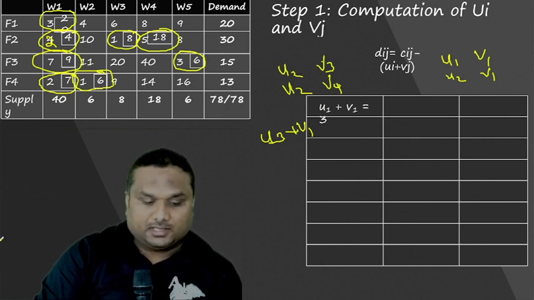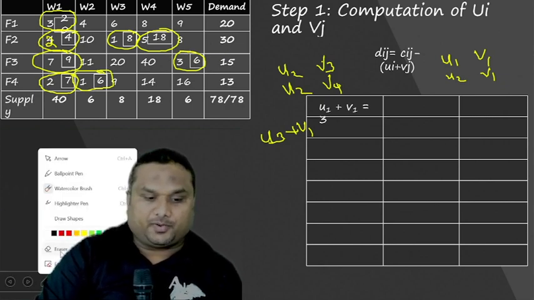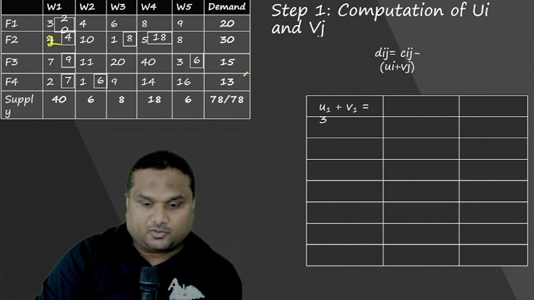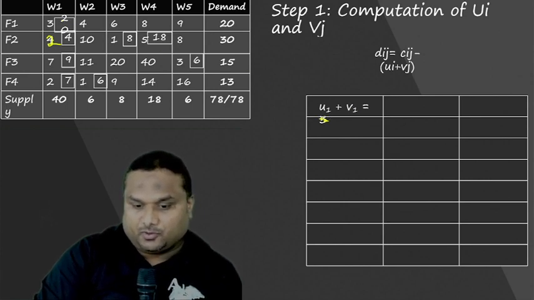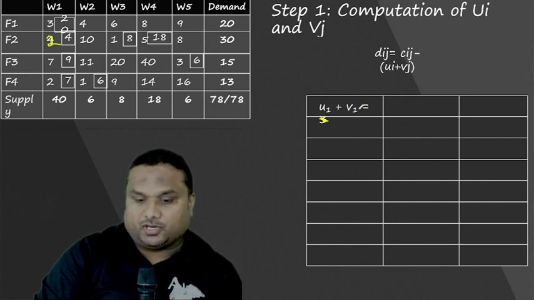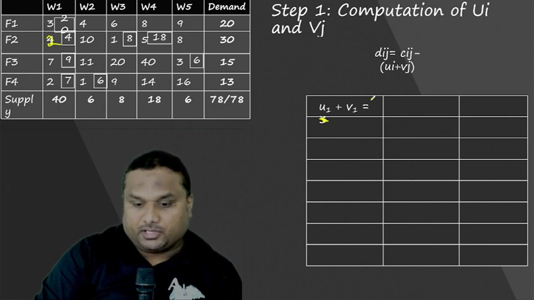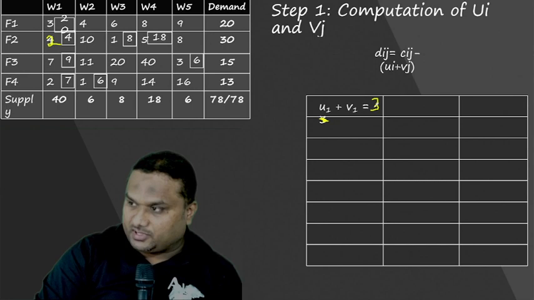Respond. You are not responding properly. You lost your energy. Are you ready, my dear friends? Now, the first allocation is on the first row, first column. First row is U1, first column is V1. So I am going to write U1 plus V1 equal to 3.